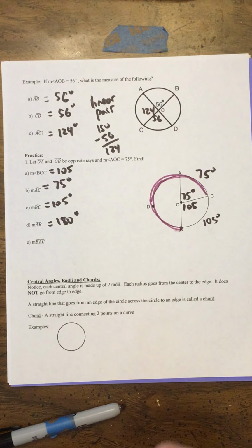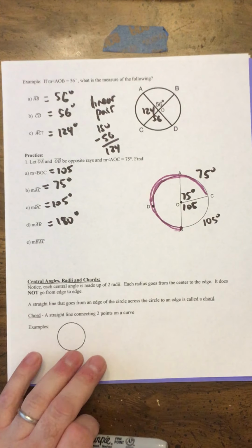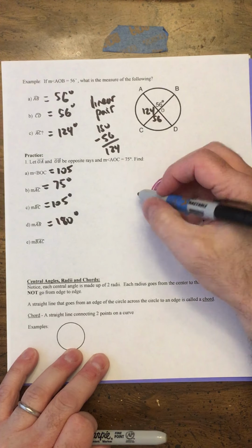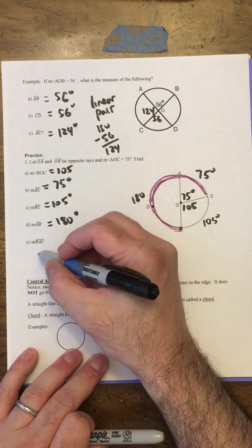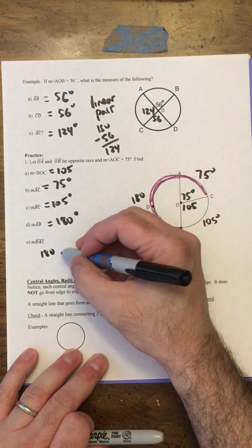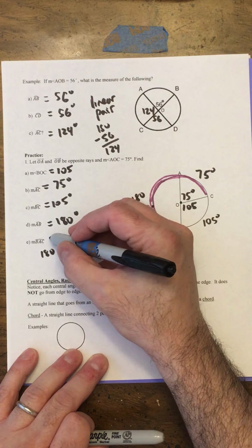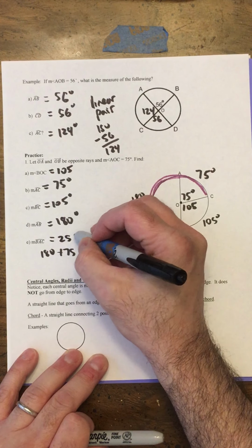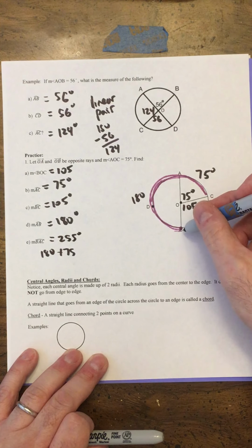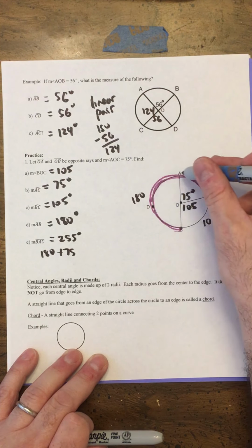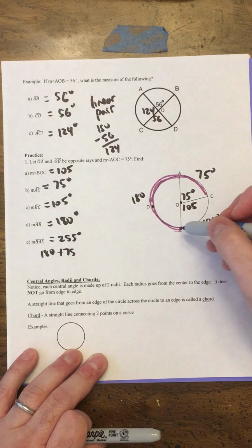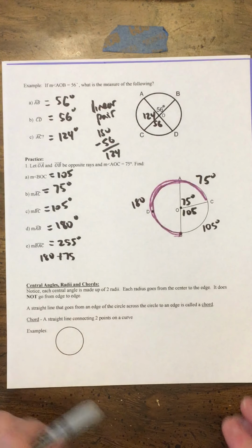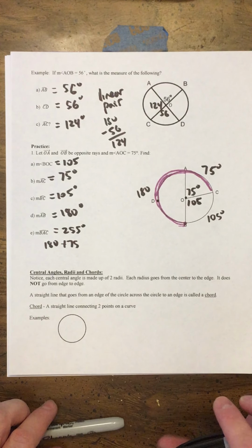Well, you are going to take this arc, which you know is 180, and add on this arc, which you know is 75. So you're basically doing 180 plus 75, which is giving you 255. The arc that goes from B through A all the way to C is 255. By the way, that arc is a major arc. It goes more than half the distance of a circle.